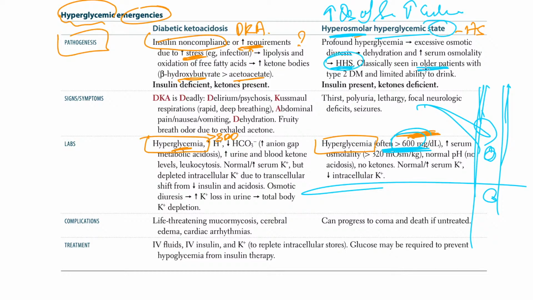Classically seen in older patients with type 2 diabetes and limited ability to drink. So if this is with type 2, where would you see DKA? Mostly you will see it with type 1 diabetes, in young patients, because type 1 you will see in the young. Majorly, you will see it over there. So this is all the pathogenesis.